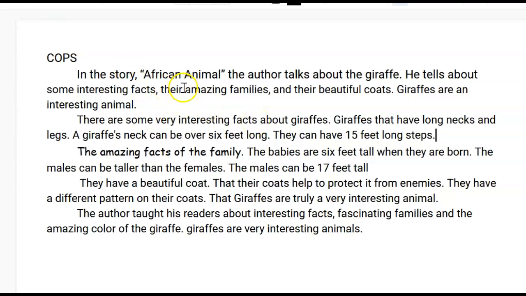Now, according to their opening paragraph, they have amazing families. So we should be looking at the amazing family. The amazing facts of the family. That's a great statement, but it's not a sentence. There's no verb. And also it's bolded. So first thing I'm going to do, I'm going to highlight this. I'm going to get rid of the bold. Oh, it's not bolded. I think it's just a different font.